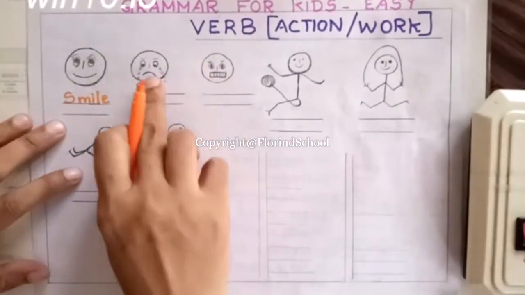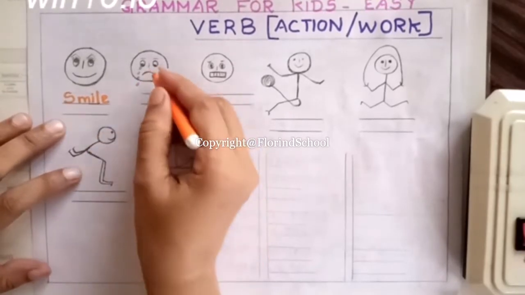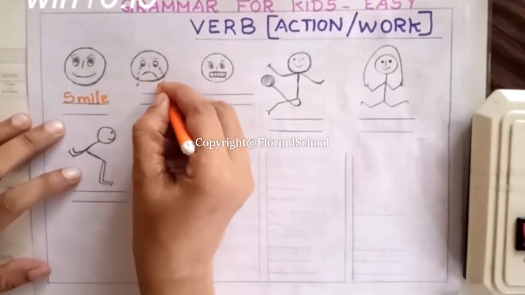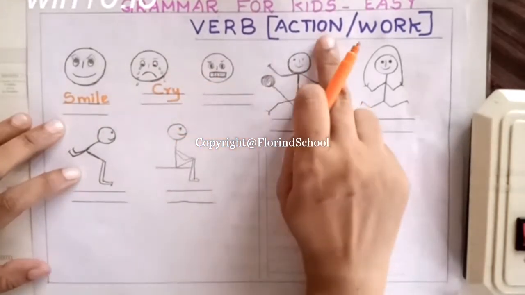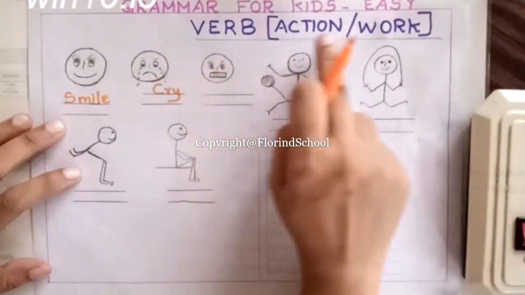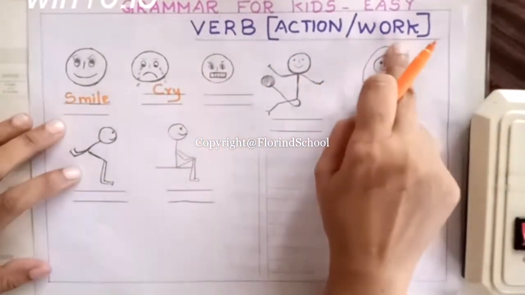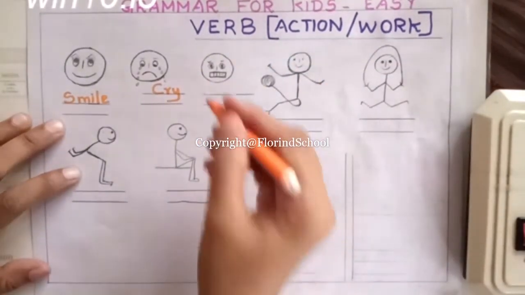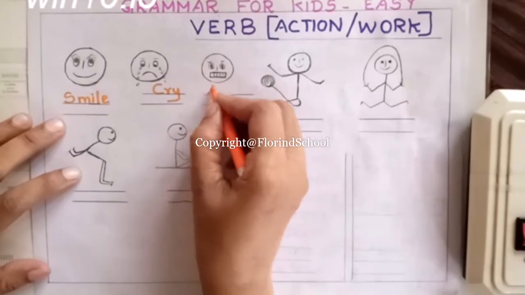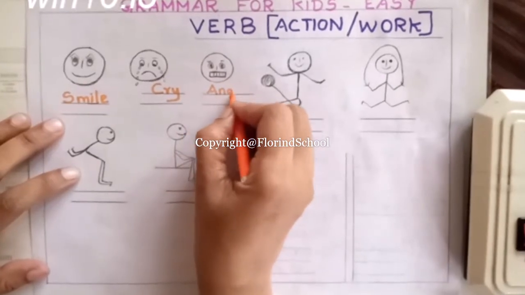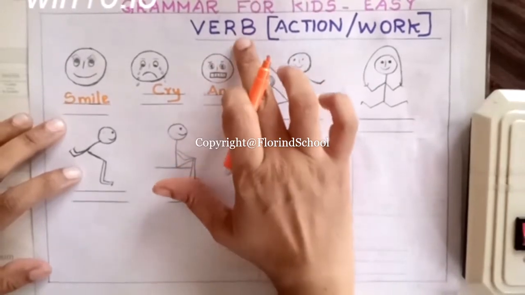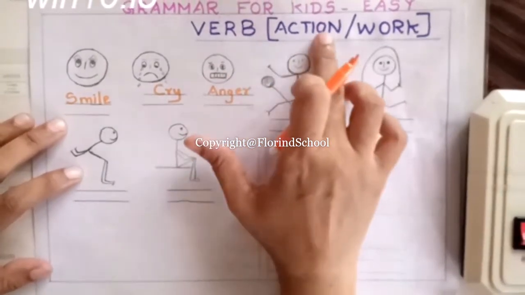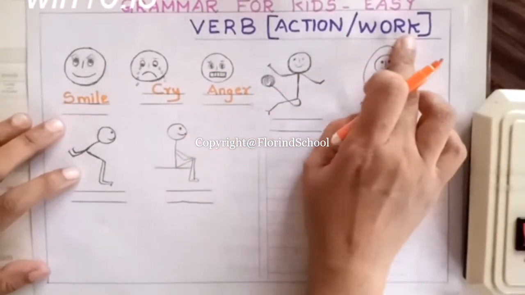Now, can you say what this picture is doing? This is crying. Cry. Cry is a verb. Cry is an action. This picture is in anger. Anger is a verb. Anger is an action.